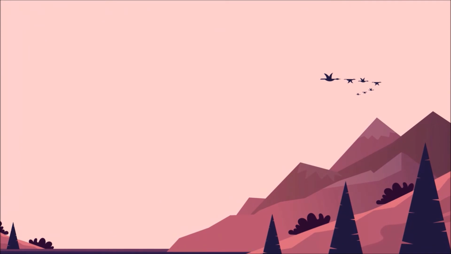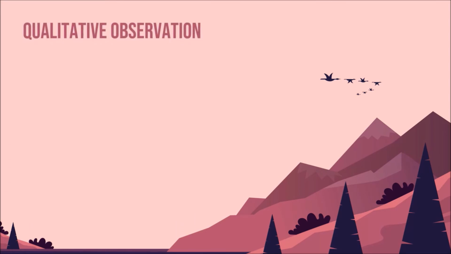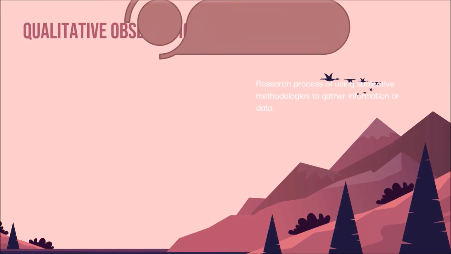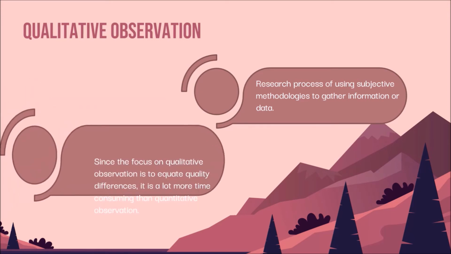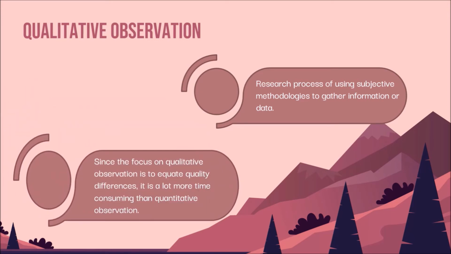Observation can be divided into two. The first one is qualitative observation, meaning the research process of using subjective methodologies to gather information or data. Since the focus of qualitative observation is to evaluate quality differences, it is a lot more time-consuming than quantitative observation.